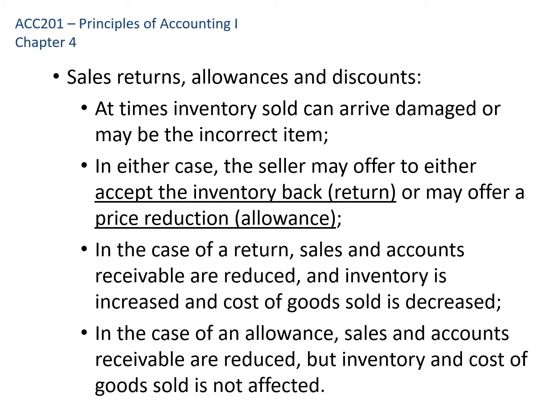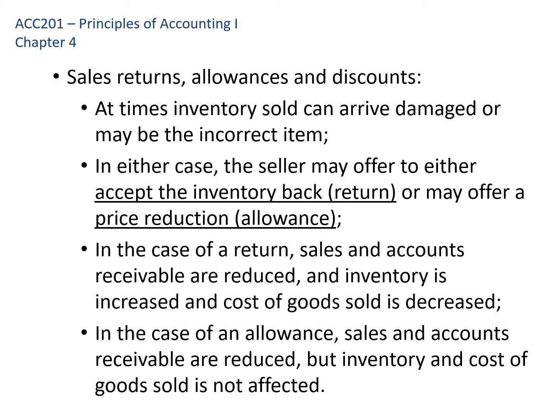So the other thing I want to talk about are sales returns, allowances, and discounts. We talked about this a little bit when we talked about inventory from a buyer's perspective, but now I want to talk about it as a seller, okay? In this case, anything that we sold could arrive damaged, or we may have shipped the incorrect item, and so we'll make an offer to the customer of either one of two resolutions. Either we take the inventory back and give them a refund or a credit, or we give them an allowance, so a reduction in the price.